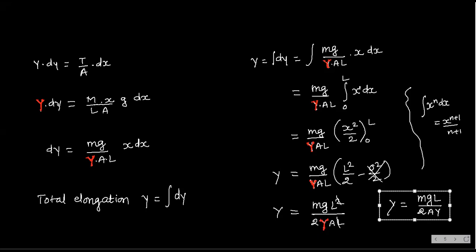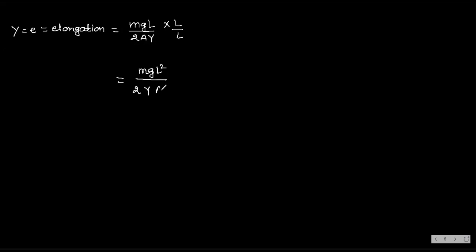Okay, finished? Right. So next, now see, now we got elongation y. I can write it as e also, right? y is equal to e is equal to elongation, which is equal to the formula we got, mgL by 2AY. Now I am multiplying and dividing by L. So what am I getting? mgL square divided by 2Y into A into L.